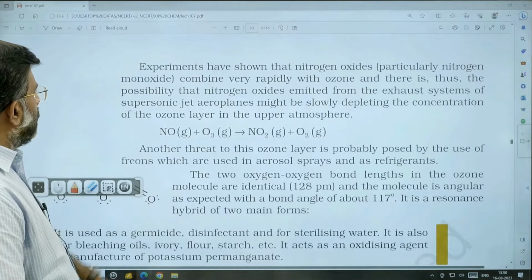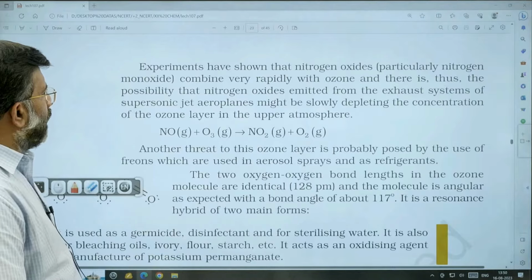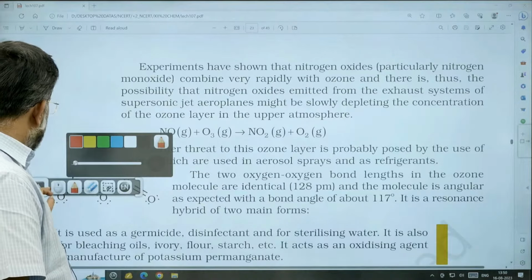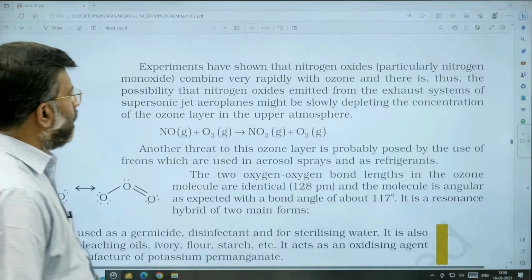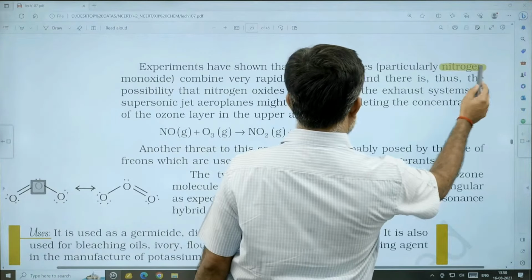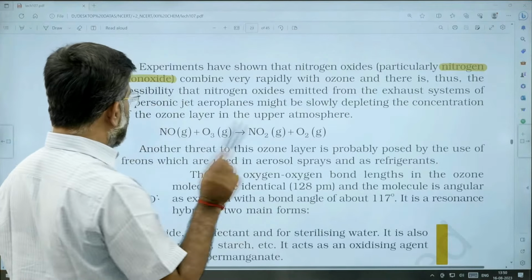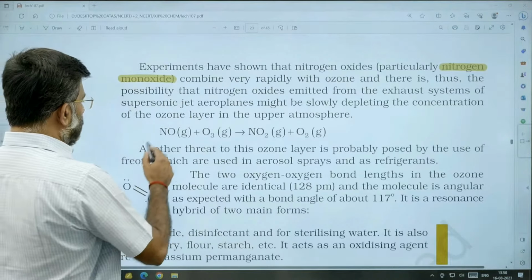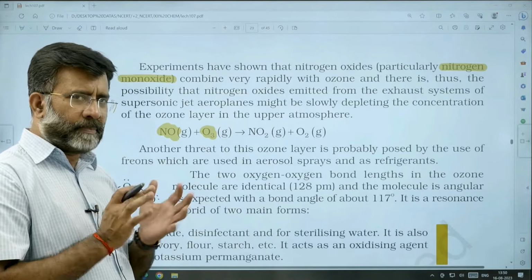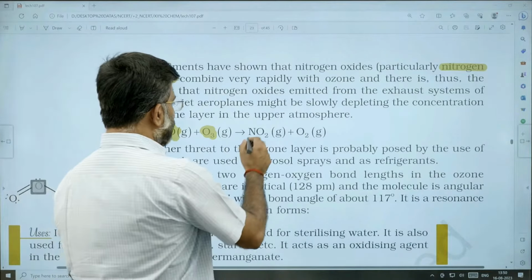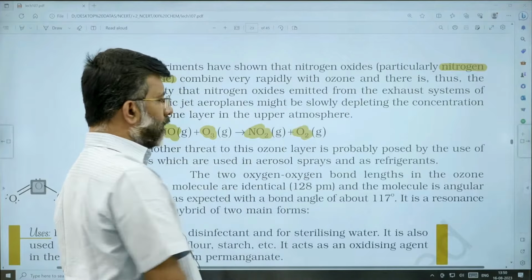Further, talking about experiments, they have shown that nitrogen oxide, particularly nitrogen monoxide, that means nitric oxide, combines rapidly with ozone. Nitric oxide combines rapidly with ozone and is converted to NO2, liberating oxygen.